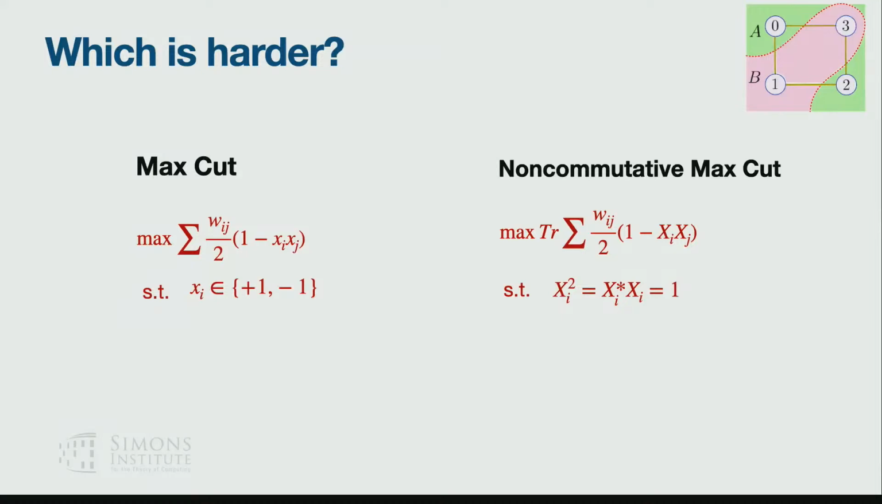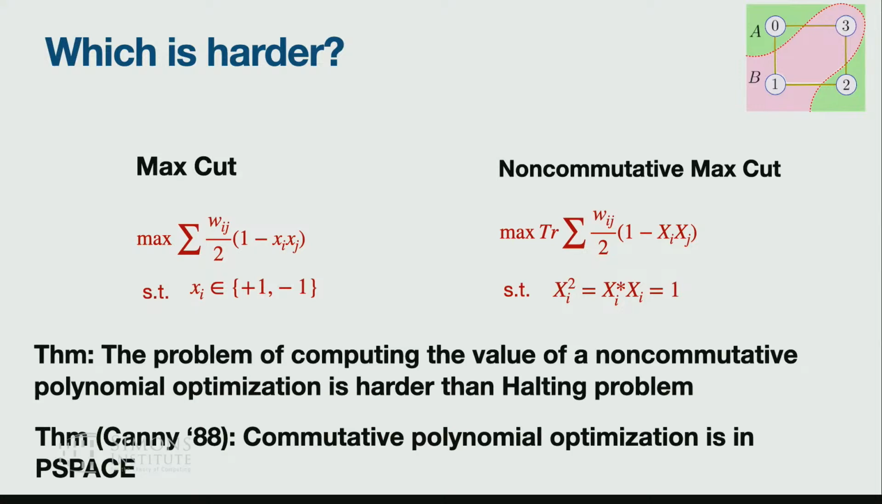We showed that in general, non-commutative polynomial optimization is really, really hard. It's even strictly harder than the halting problem. Whereas, as I just mentioned, the commutative polynomial optimization is always at least decidable. It's in PSPACE. Okay, but this is true in general.